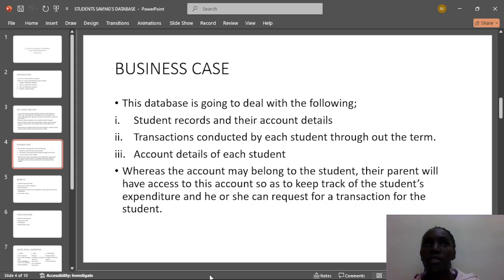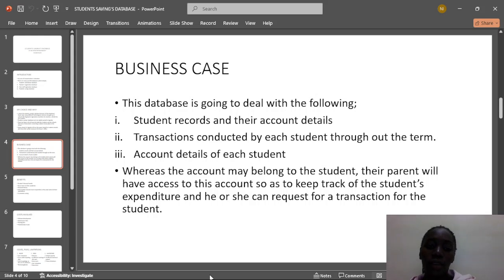Student details might include their admission number, their name, their class, how much they put in their account, then the transactions conducted by each student throughout the term. This basically is going to talk about their transactions, how much the student has withdrawn, how much the student has deposited, how much the student is choosing to put into savings, and the account details for each student.